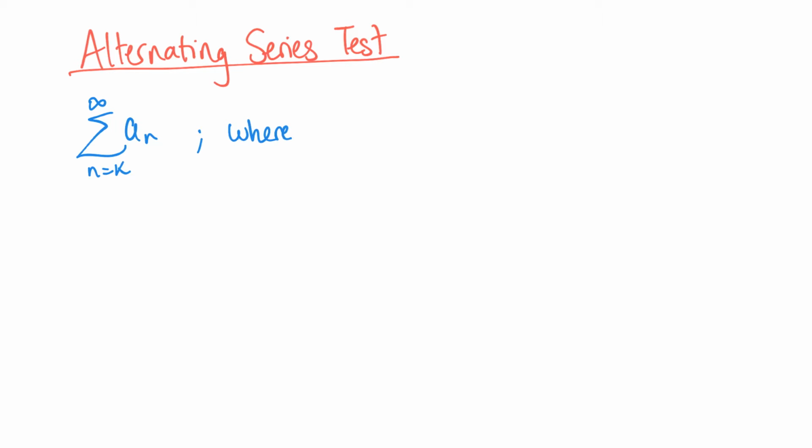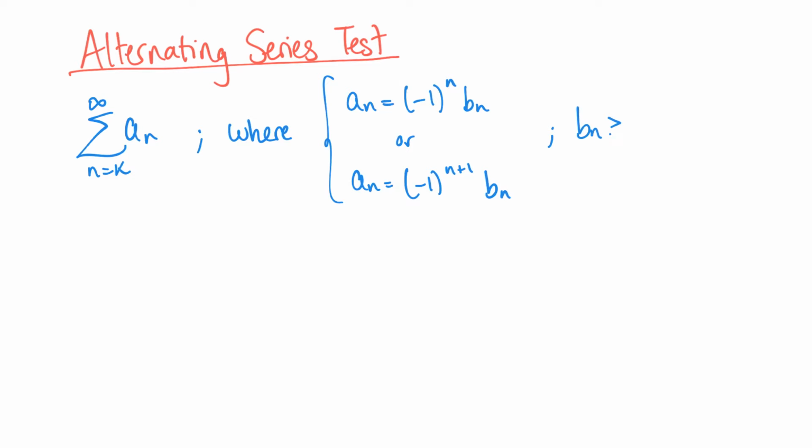where a sub n looks like this. So -1 to the power of n times some b sub n, or a sub n is equal to -1 to the n plus 1 times b sub n, where b sub n is greater than or equal to 0.